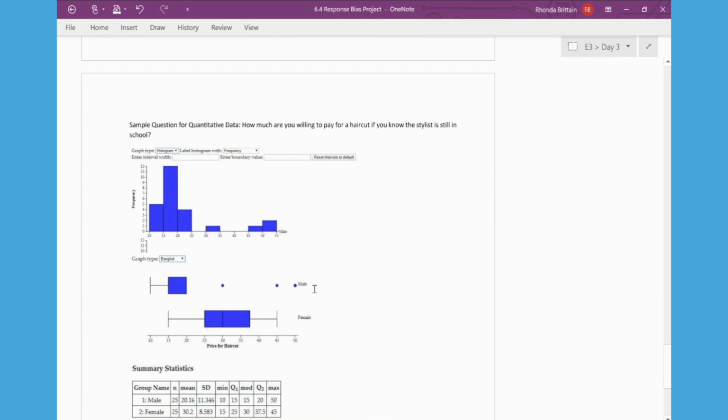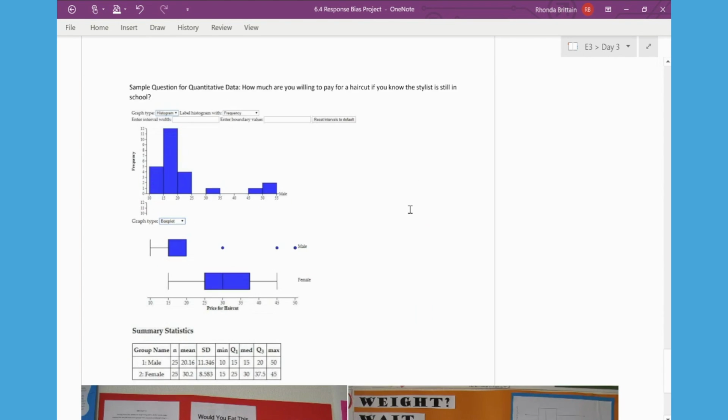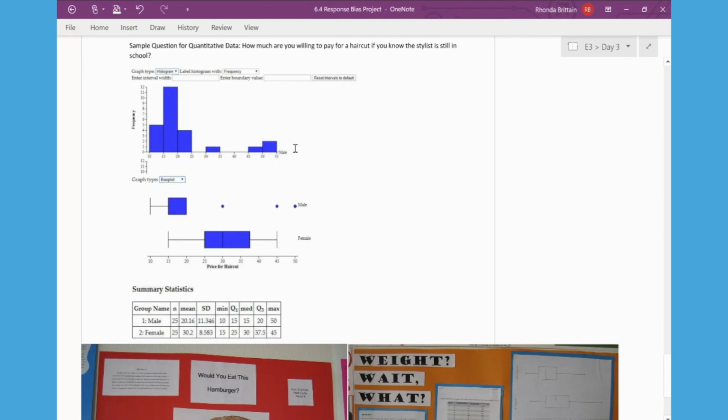Kids may also come up with a question that involves quantitative data, so data that's measured by a number. A sample question is, how much are you willing to pay for a haircut if you know the stylist is in school? I thought of this in terms of males and females, and I gave a histogram. I just have the one for males, but they would also want to have a second histogram displaying the female data. Another choice of graphical display might be parallel box plots. You can see the male information is on the top, and it looks like they have a couple of outliers, and then the female information is on the bottom.